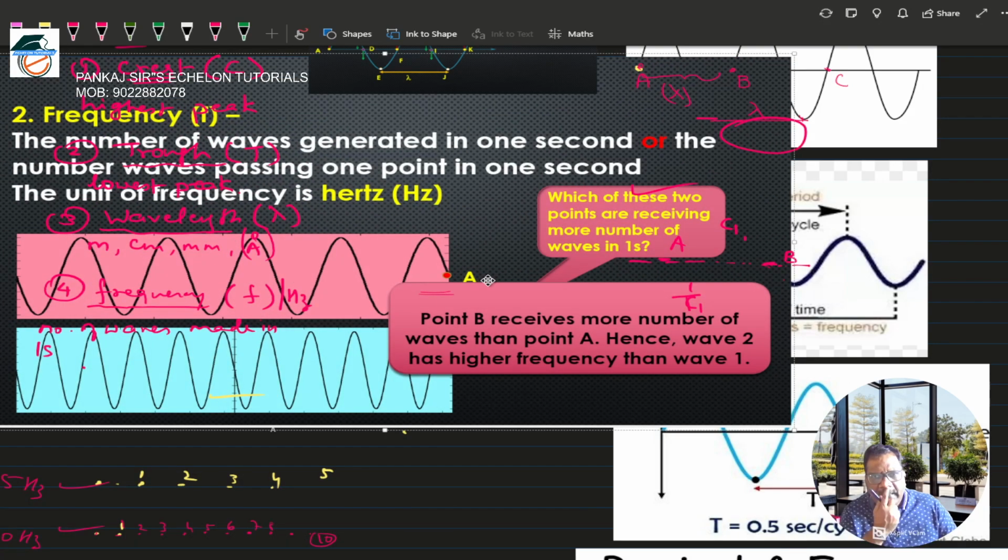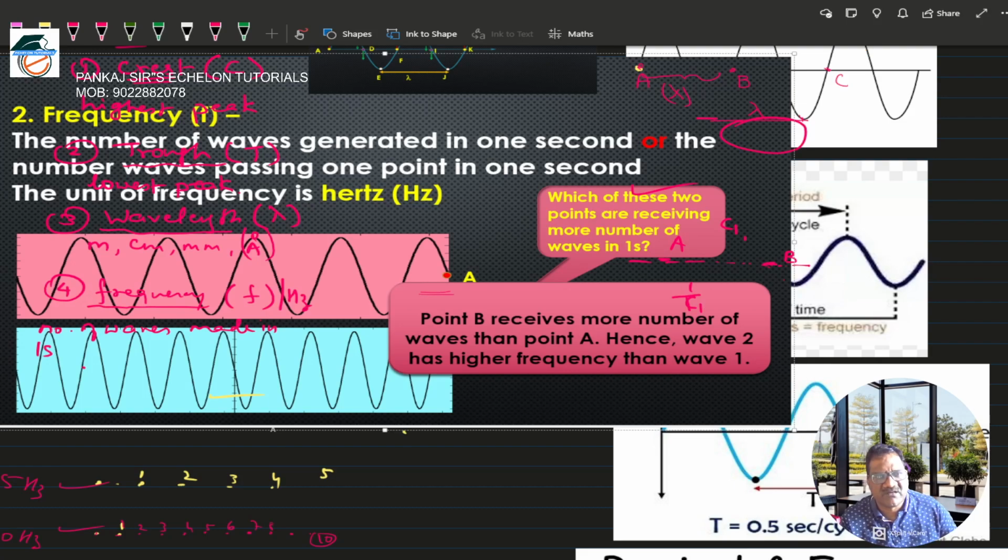Fine. I think you will be having a clear view about it. Now, this is a wave which is having 5 frequency. This is a wave which is having 10 frequency, the double. So that's the frequency definition. That's the meaning of frequency. I hope this is clear to you.